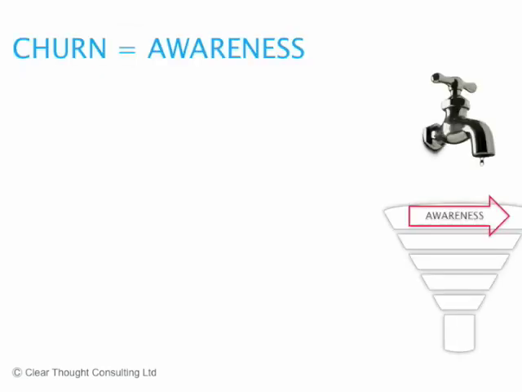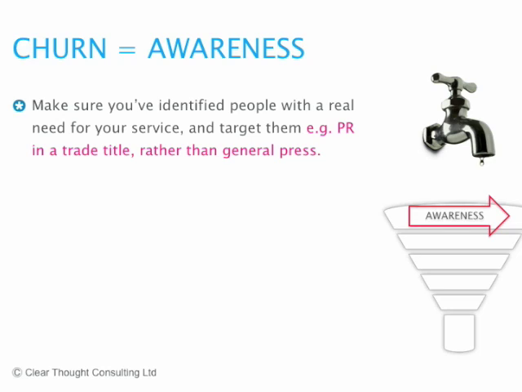So first of all, how is it that you can reduce your churn when you're generating awareness? First off, make sure you've identified people who genuinely have a need for your service and target them specifically. You can do this through direct mail, making sure you've bought appropriate data for your need, or maybe just by targeting a specific trade title rather than general business press. If you're appealing to people who generally need what you're selling, you're less likely to get people who buy on impulse and churn later.